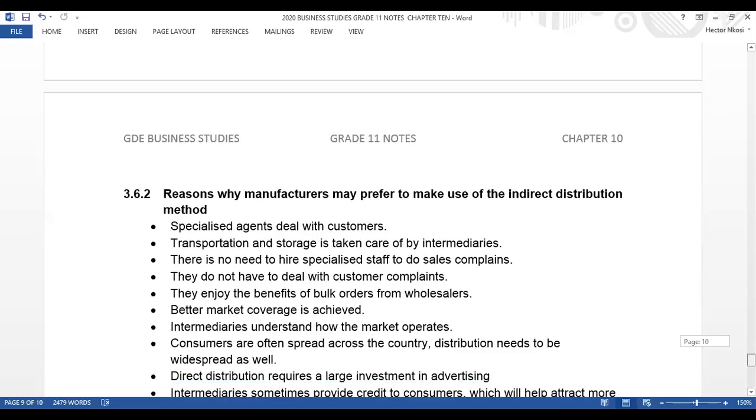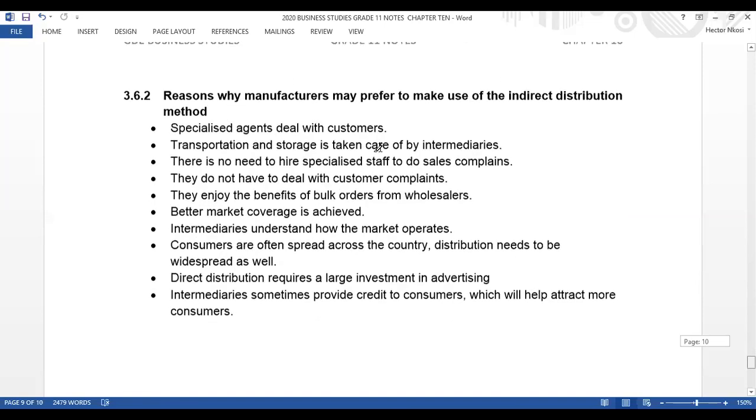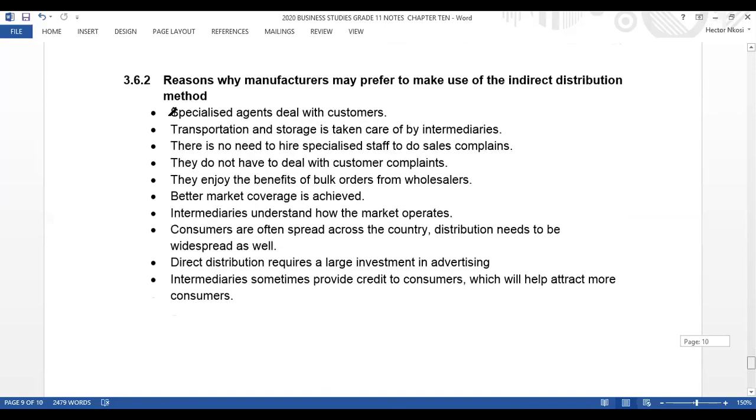Now, let's look at the reasons why the manufacturer will make use of the indirect distribution method. We know that here, guys, a specialized agent deals with customers. Transportation and storage is taken care of by intermediaries. There is no need to hire specialized staff to do sales. They do not have to deal with customers' complaints. They enjoy the benefits of bulk orders from wholesalers. Better market coverage is achieved. Very good. Love this point.